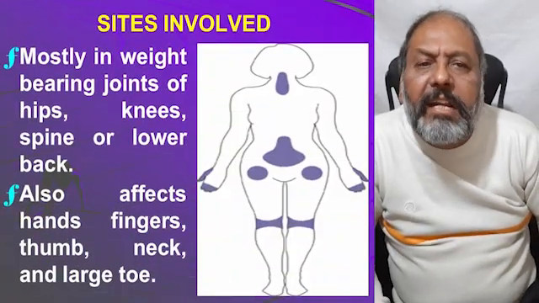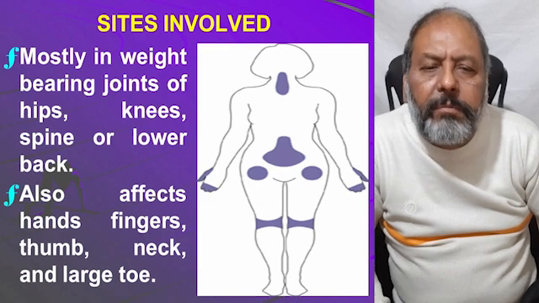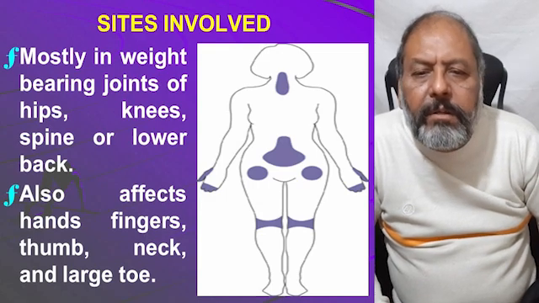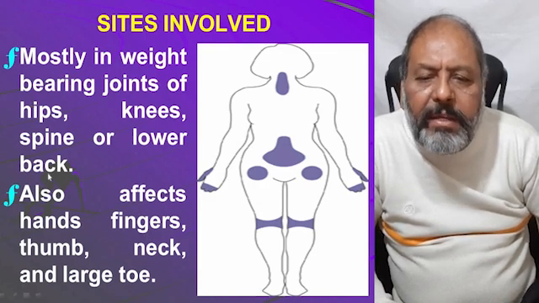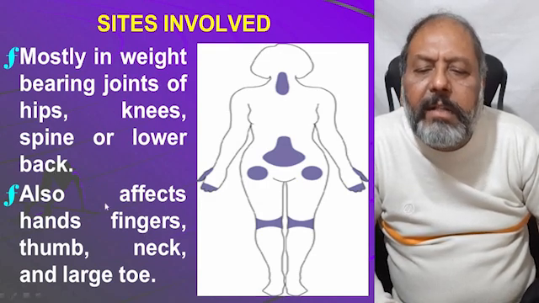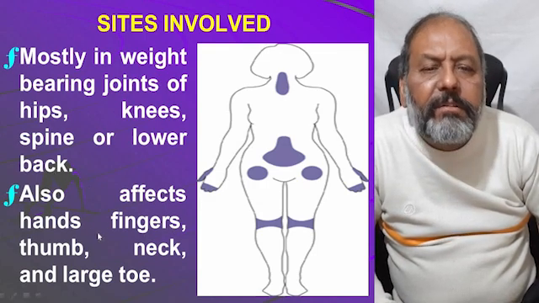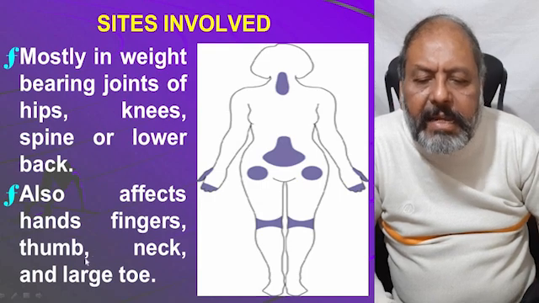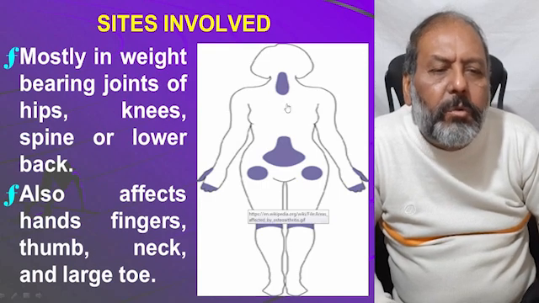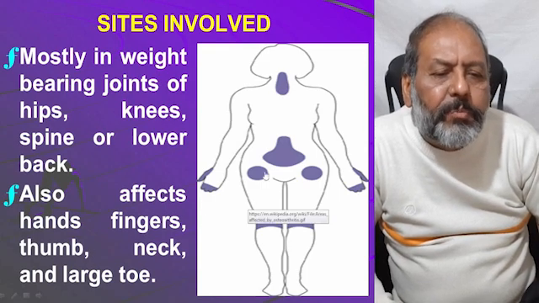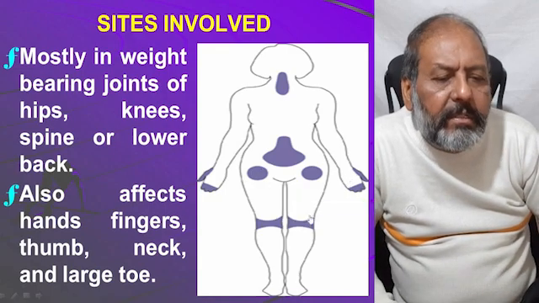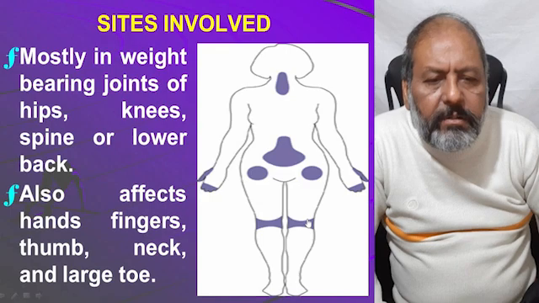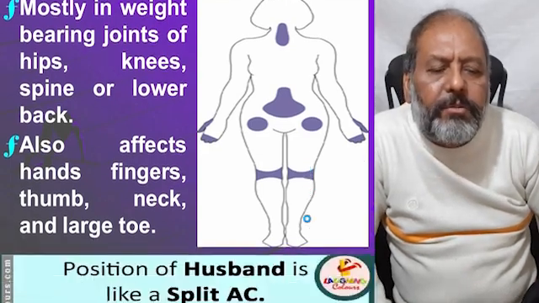Now, the sites which are mostly involved are the weight-bearing joints of the hips, knees, spine, or lower back. It also affects the hands, fingers, thumb, neck, and large toe. So one can see the spine, the hip bone, and then the hands and the knees, which are mostly involved by osteoarthritis.